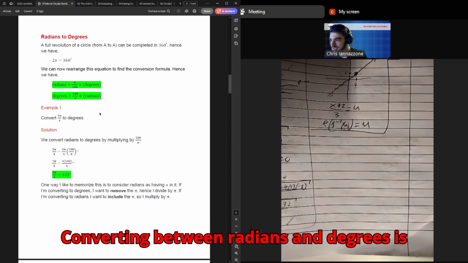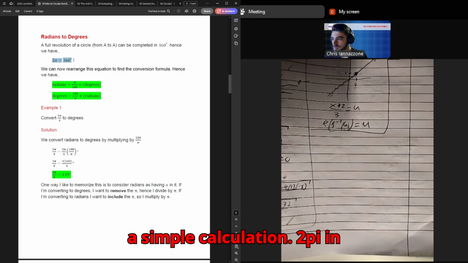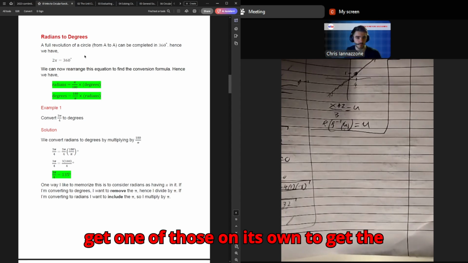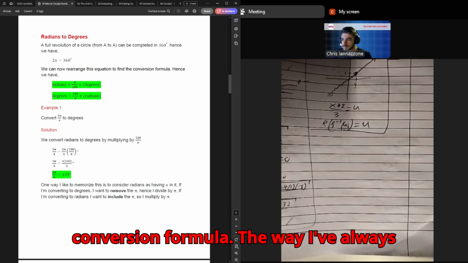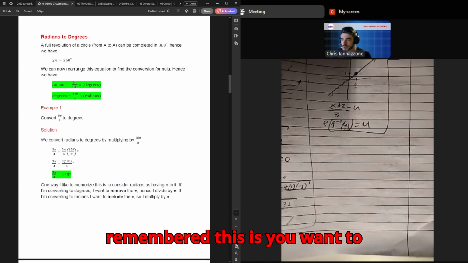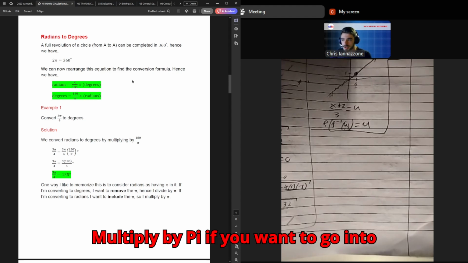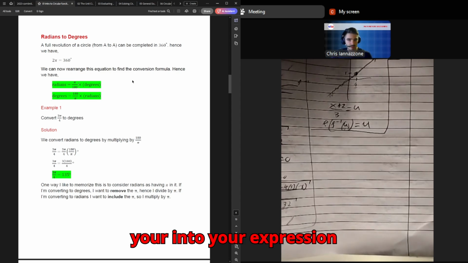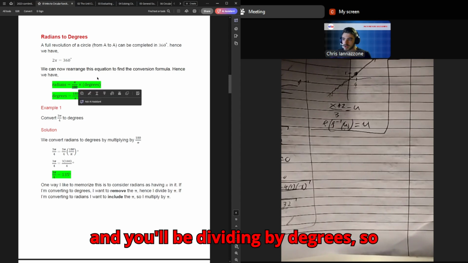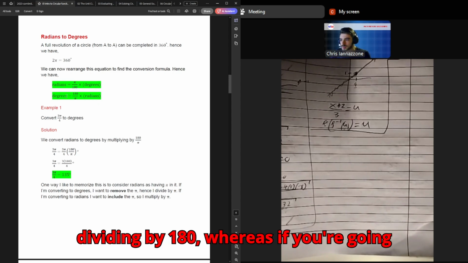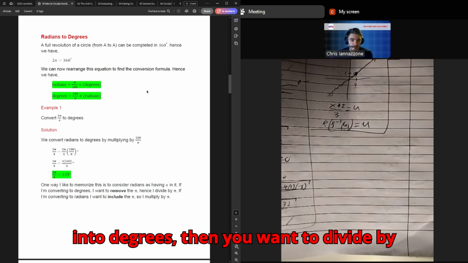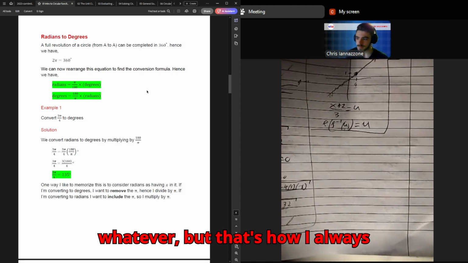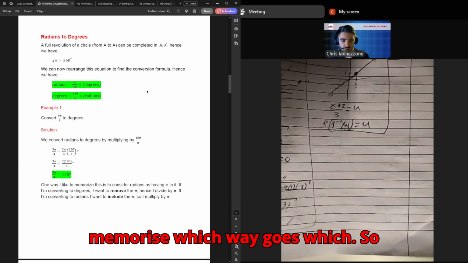Converting between radians and degrees is a simple calculation. 2 pi in radians is the same as 360 in degrees, and so all you have to do is rearrange to get one of those on its own to get the conversion formula. The way I've always remembered this is you want to multiply by pi if you want to go into radians, because you want to put pi into your expression, and you'll be dividing by 180. Whereas if you're going into degrees, then you want to divide by pi. You want to cancel the radians. That's just a bit of a silly trick, but that's how I always memorized which way goes which.